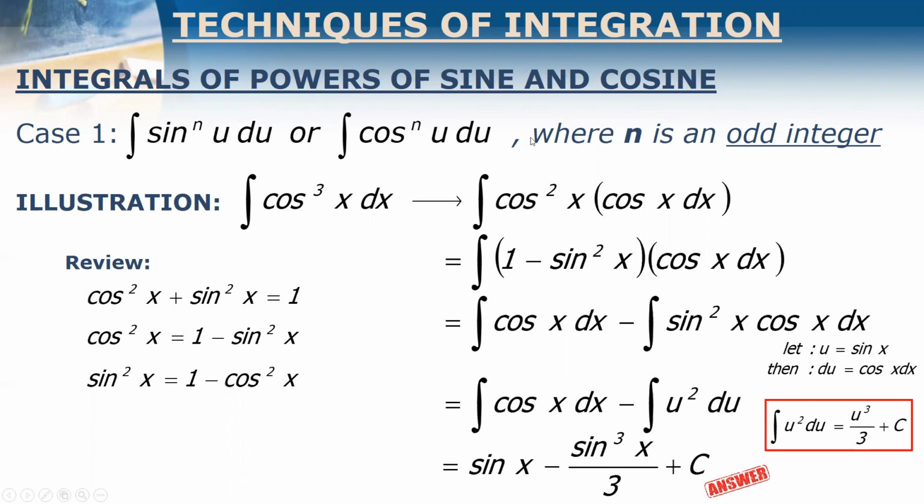Okay. So the technique is you extract one cosine or one sine to be part of your du. And the remaining part of the integrand will have an even exponent, and you substitute it with a trigonometric identity, and that's basic na yan. Okay.